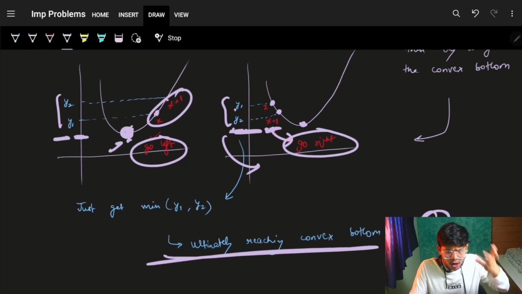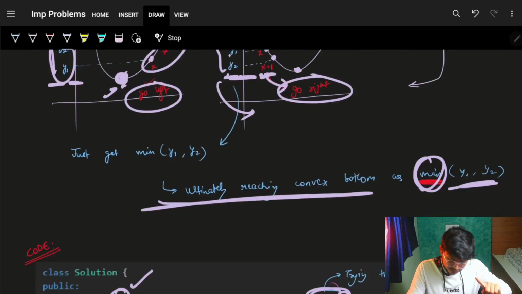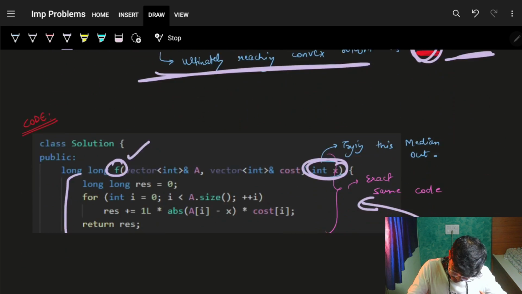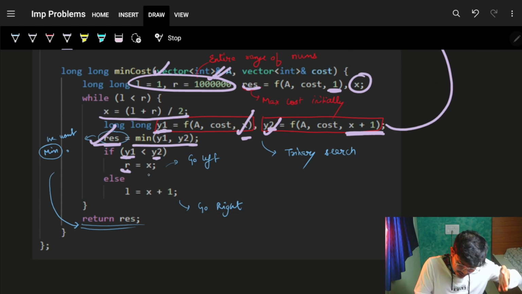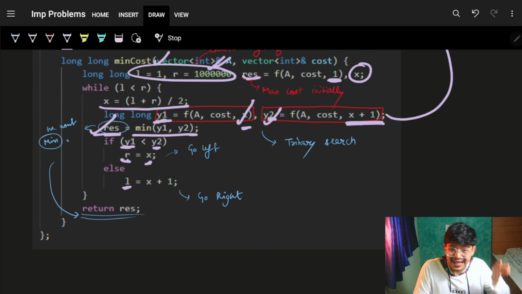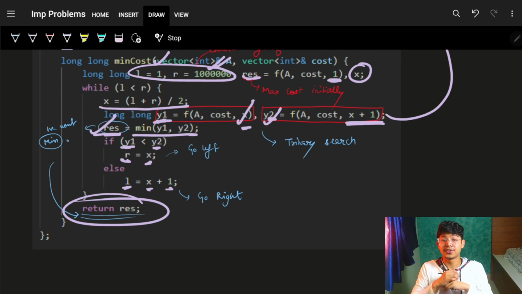And now, how to know where to shift? Simply, if I know my y1 is less than y2, I will simply go to the left, which means I will shift my right to the mid. Mid is nothing but x, right? Else vice versa, I will shift my L to the right, which means L to x plus 1. Ultimately, I will return my result.